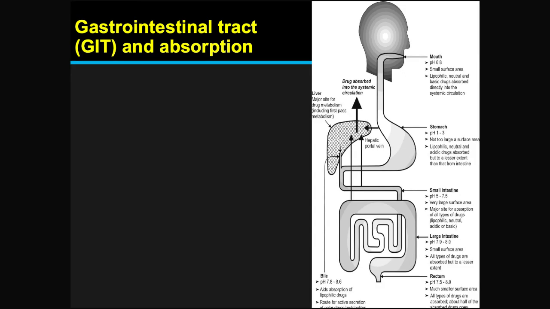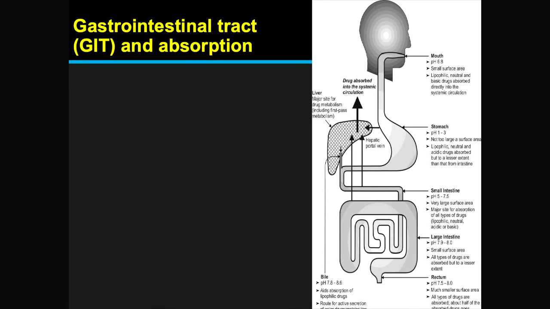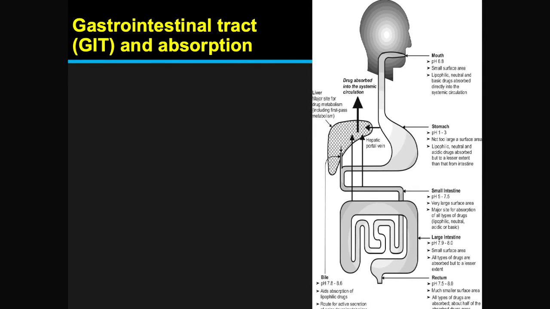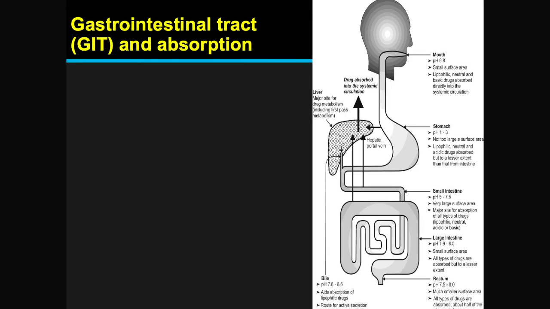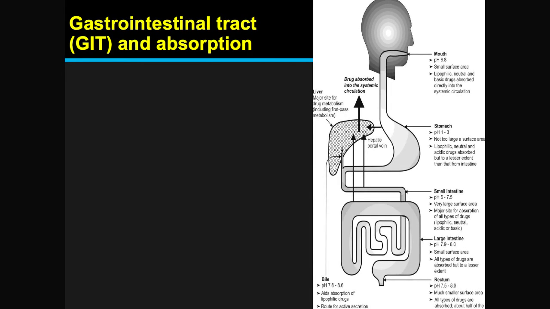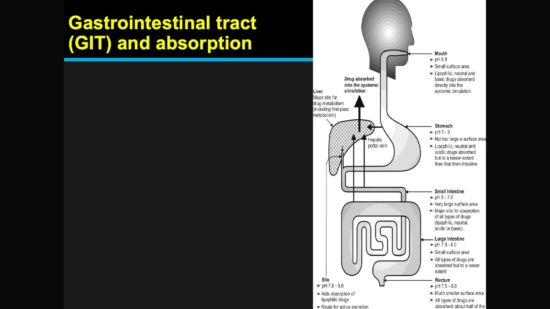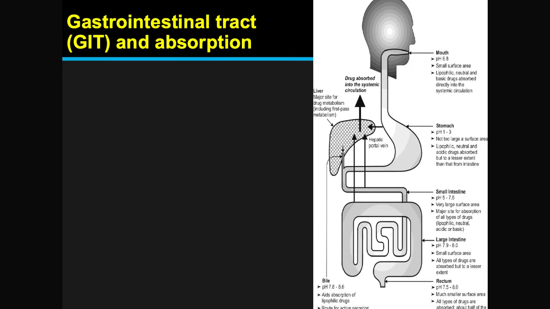Its expansive surface area and neutralizing pH of 5 to 7.5 facilitate the uptake of nearly every chemical class, whether lipophilic, acidic, or basic. Pinpoint the hepatic portal vein's role as a biological gatekeeper that channels absorbed substances through the liver for intensive first-pass metabolism before they reach systemic circulation.